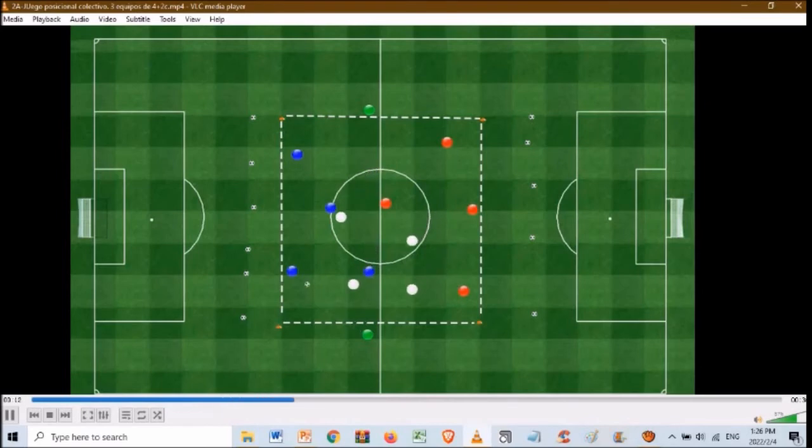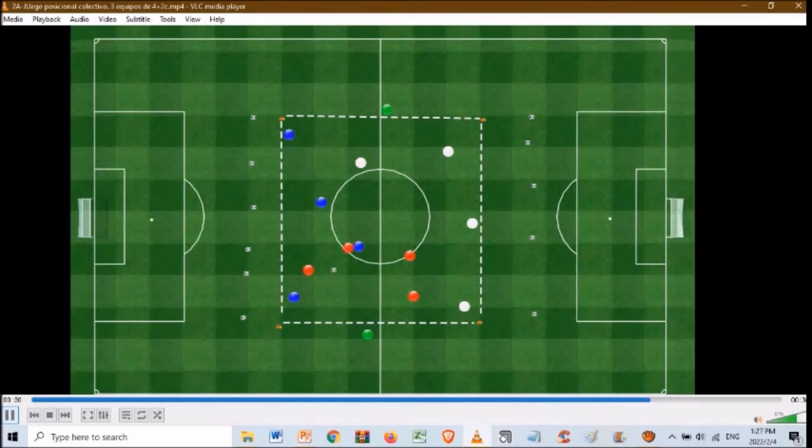And immediately, if they gain the ball, they immediately reorganize again, and the team that loses it changes from attack to defense. They lost it, play with the joker, get the ball out of pressure, and reorganize again very quickly. They lose it, ball out of pressure, reorganize again.